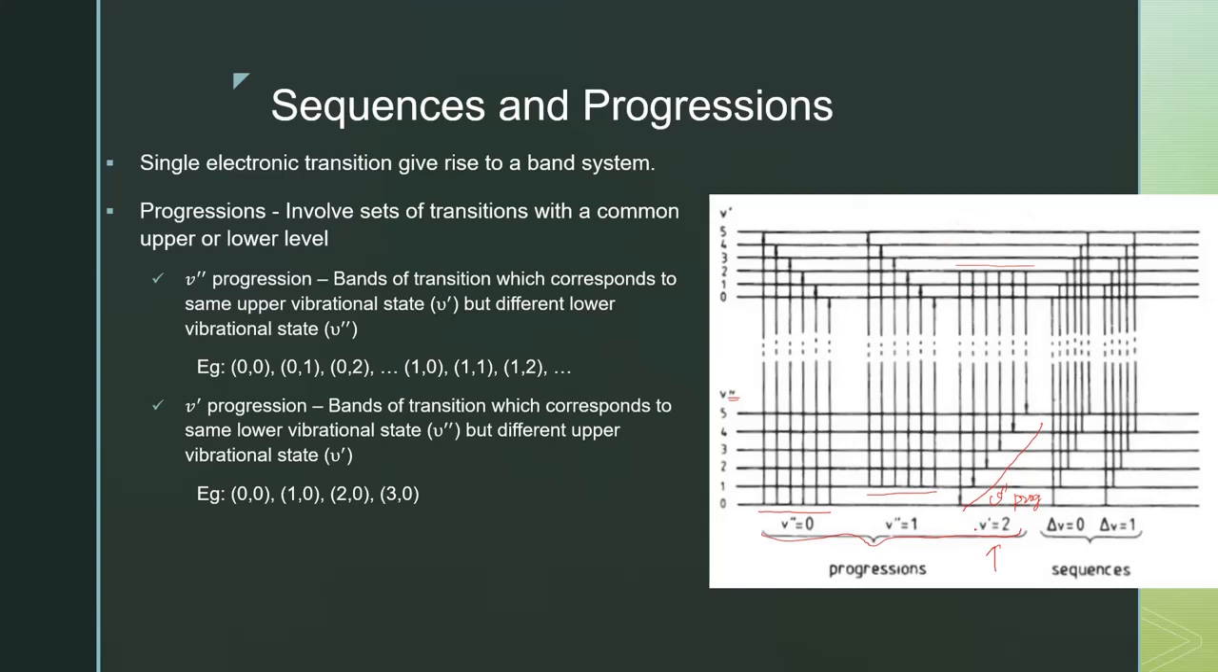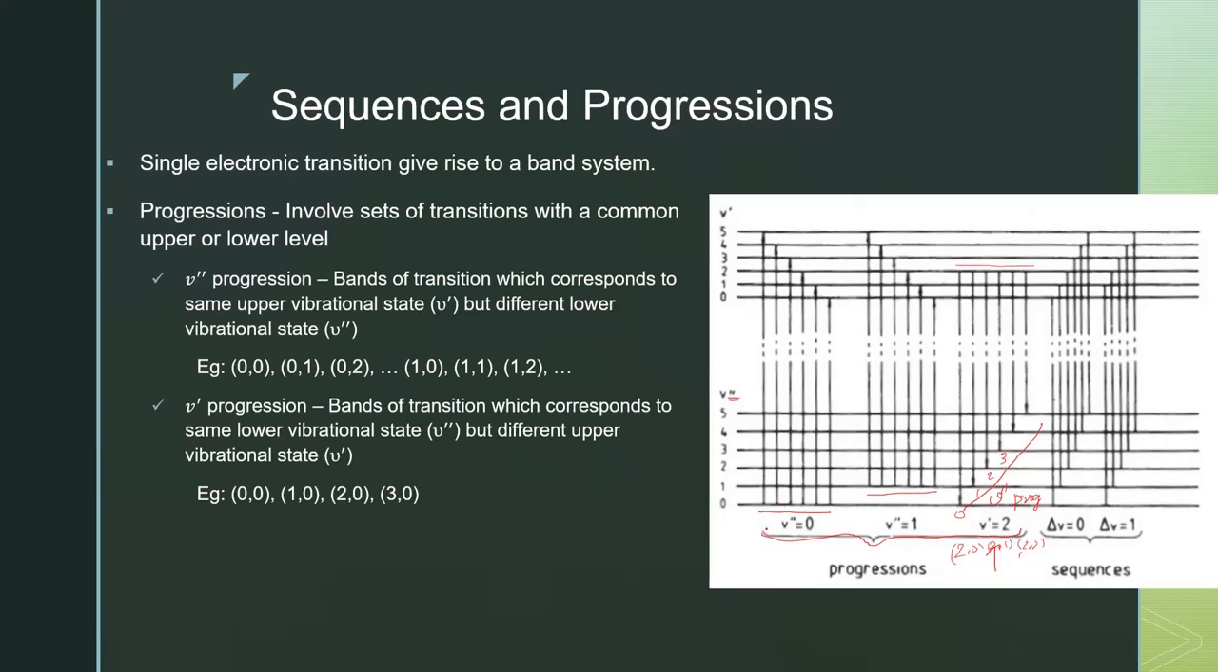In the V double dash progression, V dash is fixed, that is, the upper level is fixed, and V double dash, that is the lower level, is progressing. Therefore, it is known as a V double dash progression. Examples are 0 0 progression, 0 1 progression, 0 2 progression. Here you can see that this level is 2 and the other level is 0, 1, 2, 3 etc. So the progressions here are 2 0, 2 1, 2 2. All these transitions come under the V double dash progression.